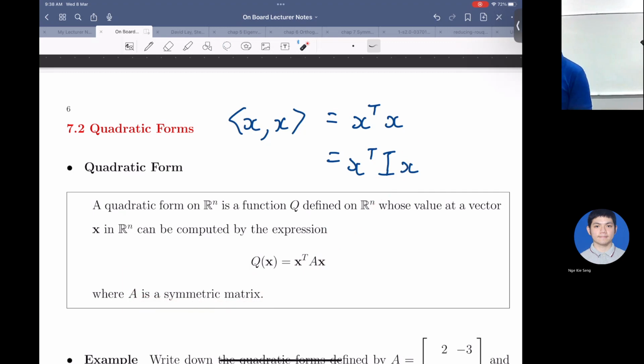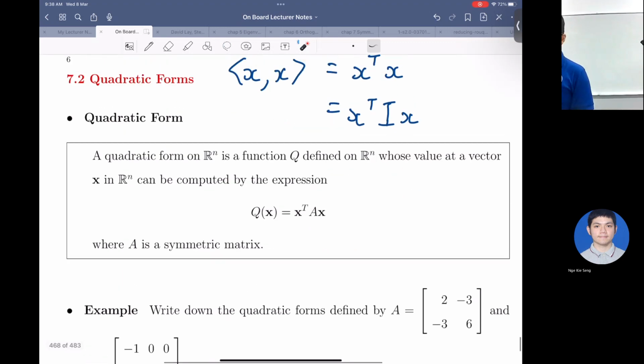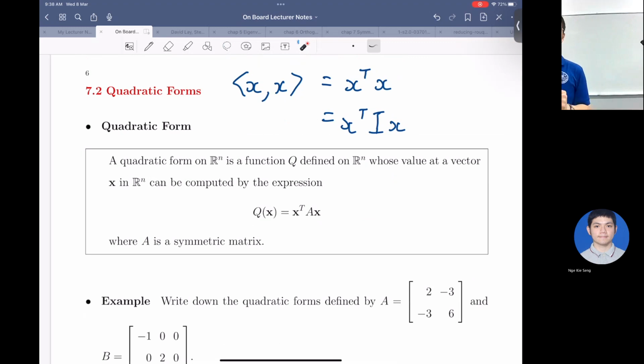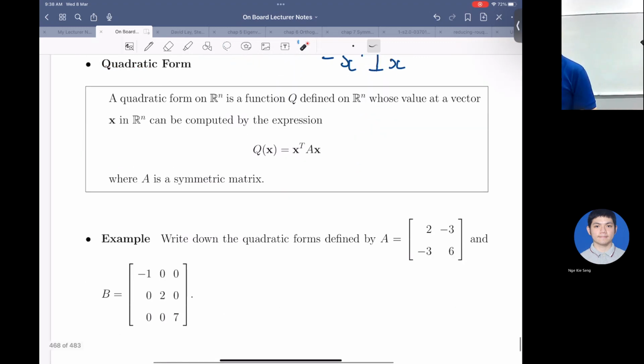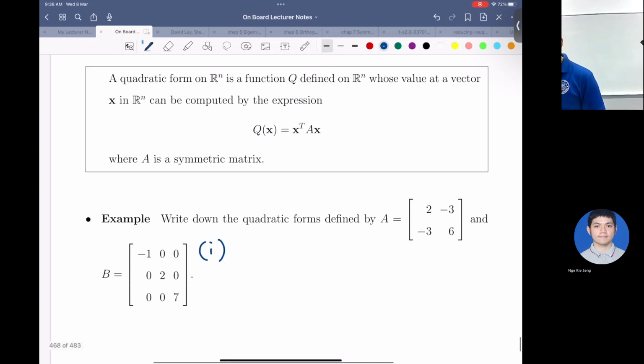Maybe in a moment we will see what kind of geometry is happening in a quadratic form. But let's say we want to write down the quadratic form defined using A. Okay, let me show you. So the first one, let's write down the quadratic form defined by A. So what is this quadratic form here?